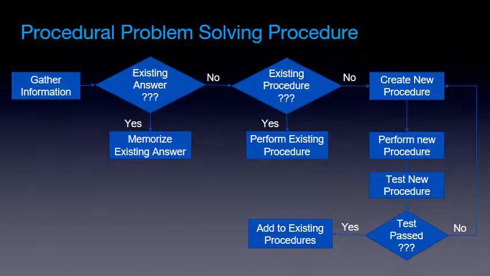If not, create a new procedure. Perform that new procedure, test that new procedure. If it doesn't pass the test, go back up and fix the new procedure until it does pass the test. Then we can add that procedure to the existing body of knowledge to be used as an existing procedure.